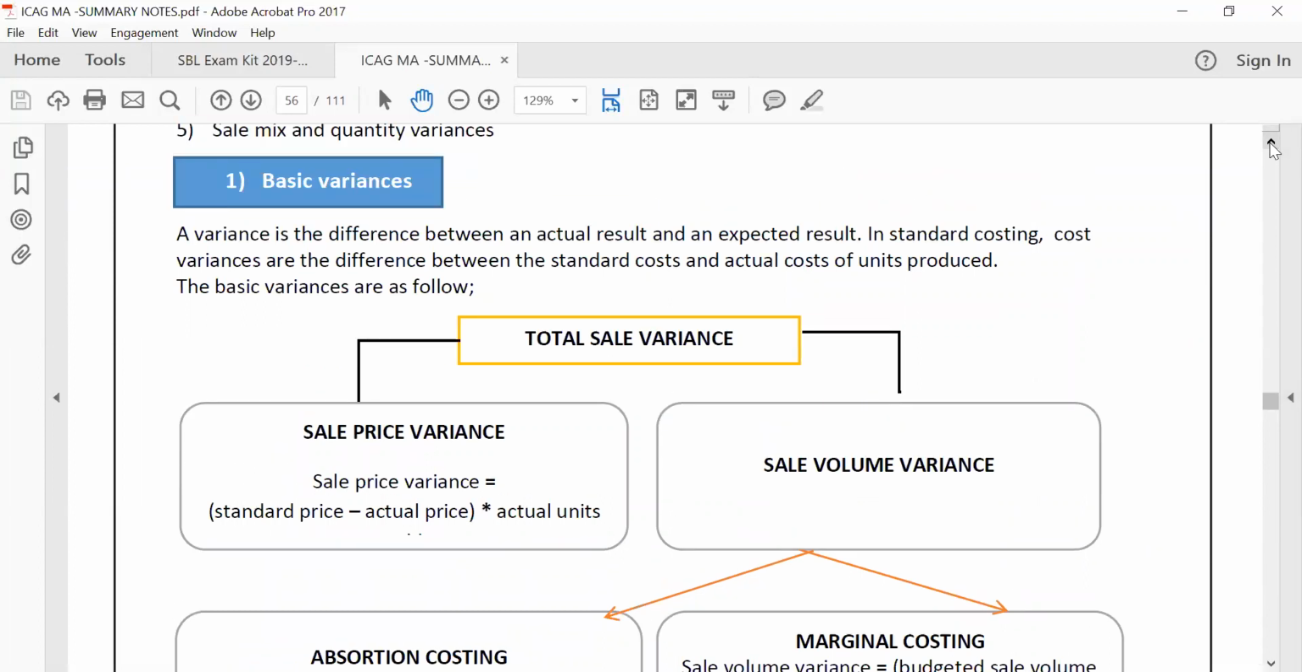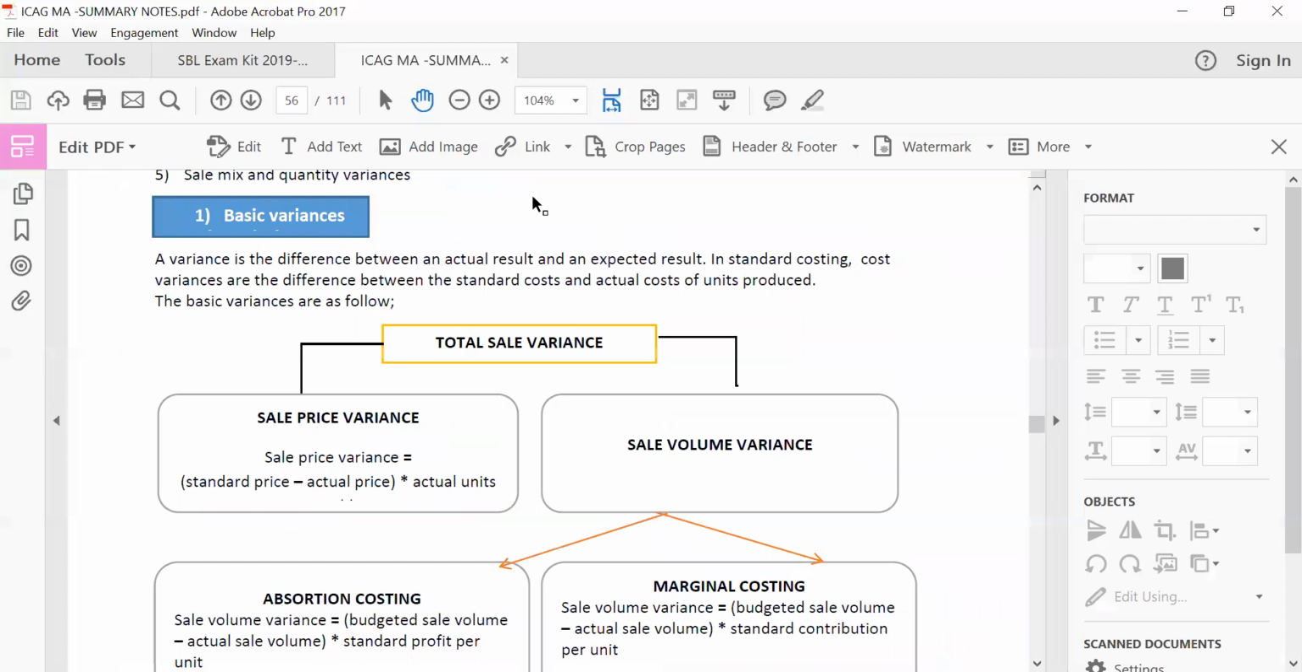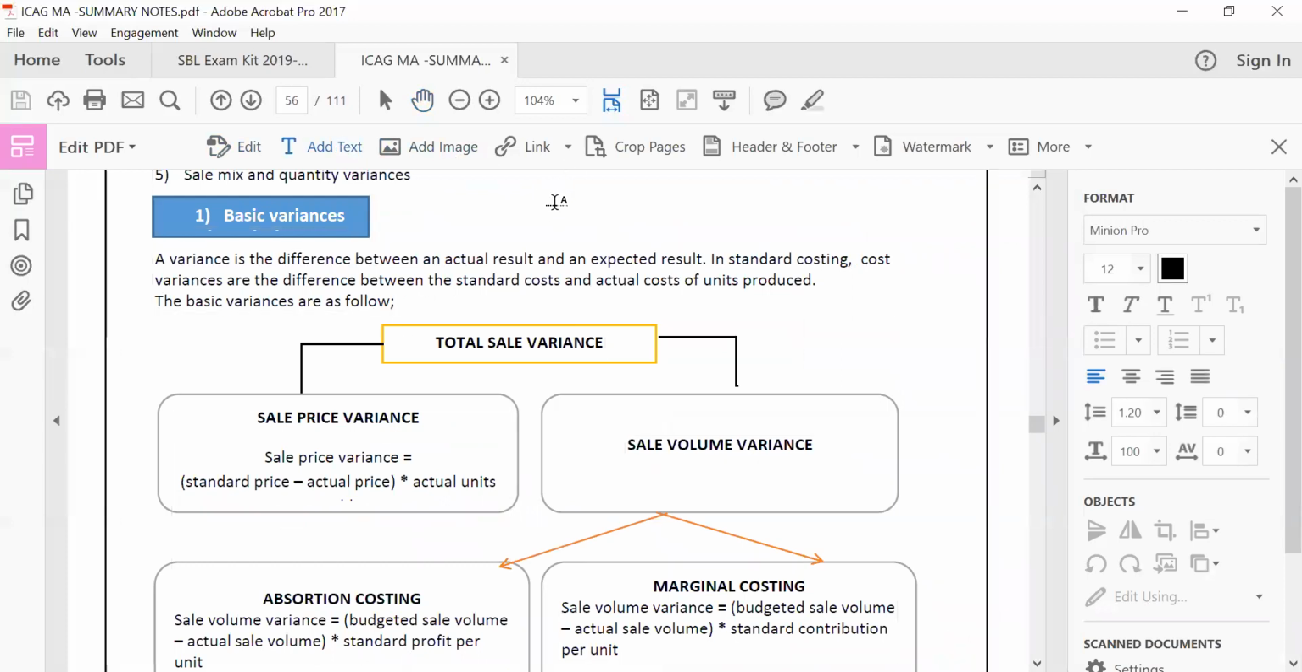So we are looking at variances. And if you talk about basic variances, we have variances in the case of sales. If you look at the introduction to management accounting paper, level 1, they do not talk about sales variances. They only talk about material variances, labor variances, and variable overhead variances. That is introduction to management accounting level 1. But in our level 2 paper, management accounting, we have to know how to calculate, first of all, sales variances. And we have two main forms of sales variances.